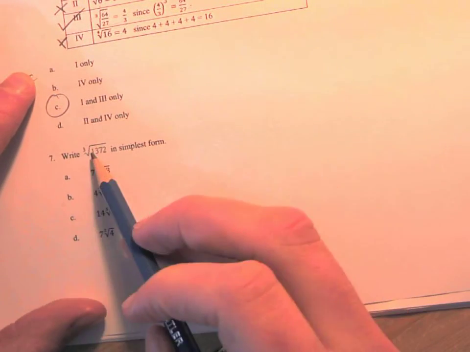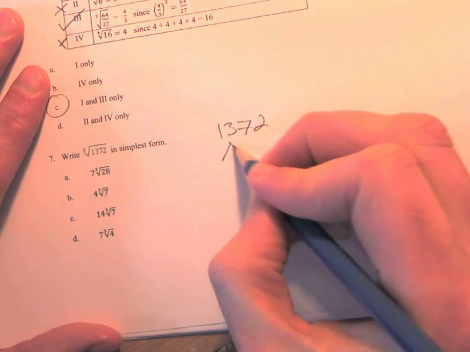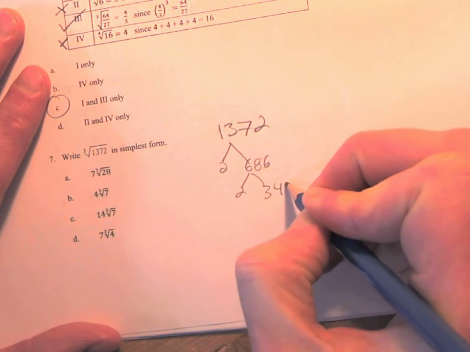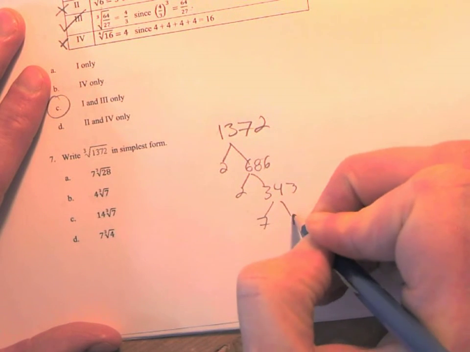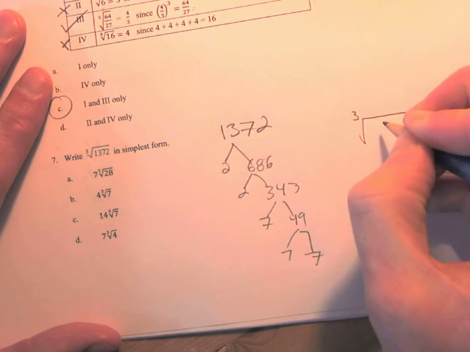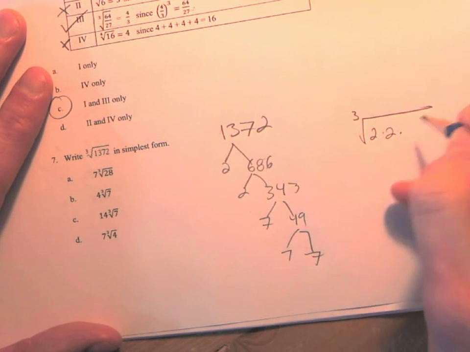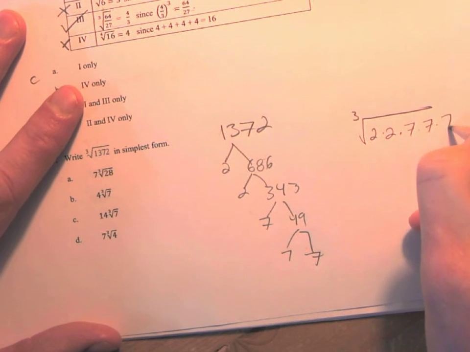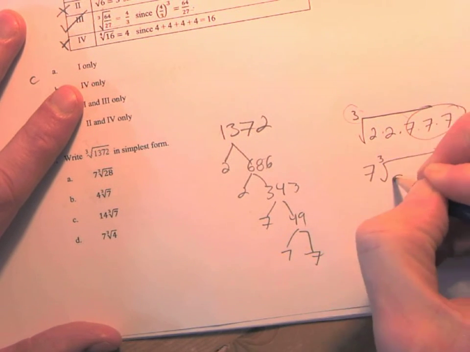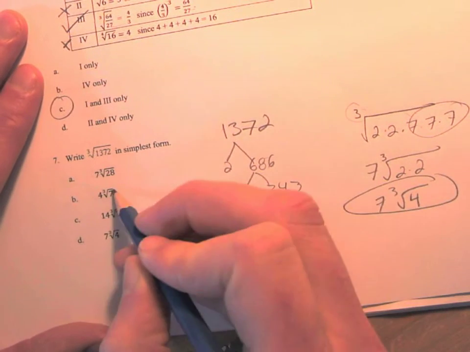Now we have this, right? Cube root of 1372 in simplest form. Well, we've got to prime factor to simplify that. So we have a 2, 686, 2, 343, 7, 49, and a 7 and a 7 there. So overall this can be represented as the cube root of, not 1372, but the cube root of 2 times 2 times 7 times 7 times 7. We have to do groups of 3, so we take those 3 and bring it out. So that's going to be 7 cube root of 2 times 2, which is 7 cube root of 4. D.